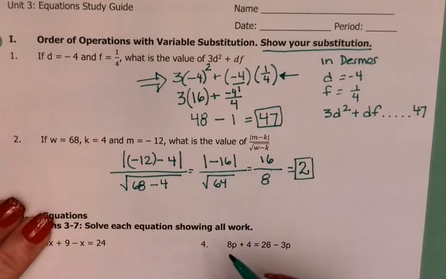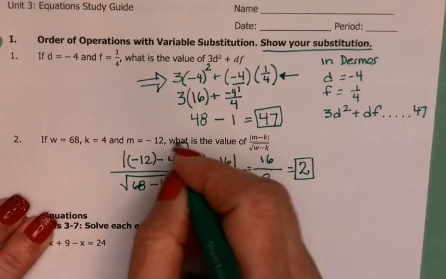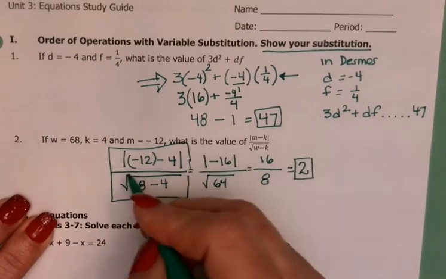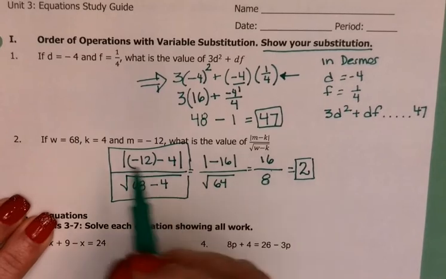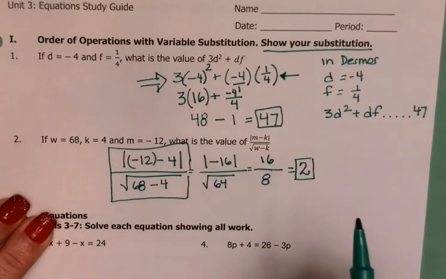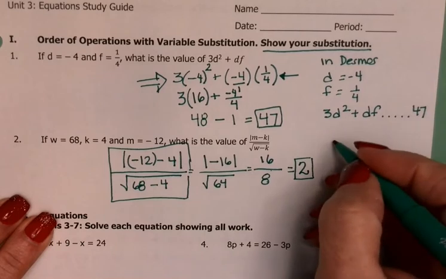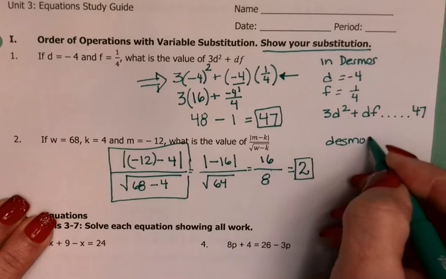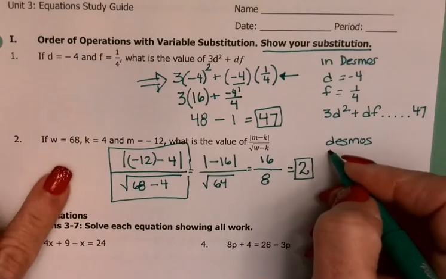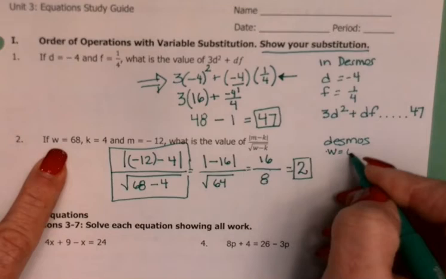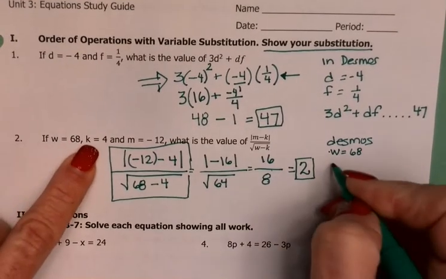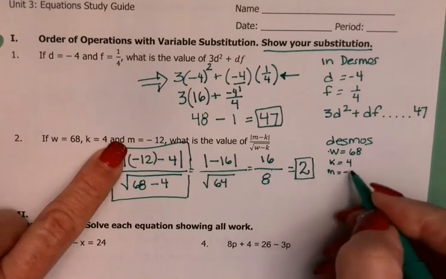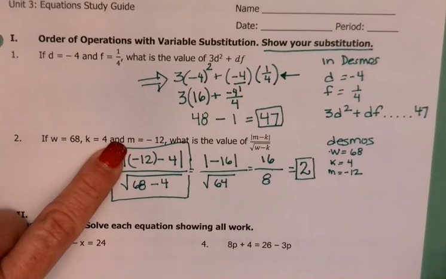The substitution that would have to be shown is this initial portion right here, where you take the initial expression and show the values that would be replaced for the given replacement values. In Desmos, if you wish to use Desmos to show your work or to do the work, you are still going to type in your replacement values. W equals 68 on one line, K equals 4 on the next line, M equals -12 on the third line.